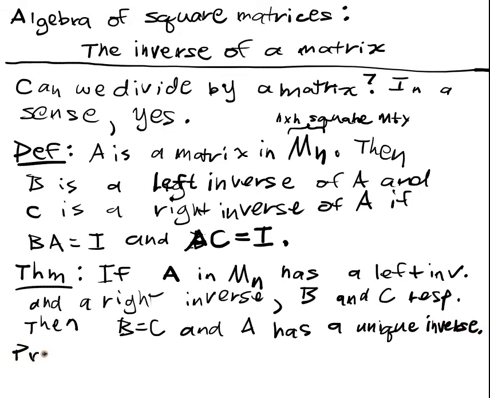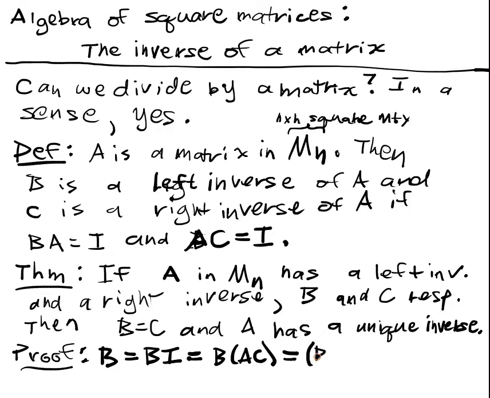So, proof of this fact. It's really kind of short, and it just uses associativity. It's a cute trick. So we've got B here. Well, B is equal to B times the identity. That's just true. But the identity, we reverse this, and we get that this is B times AC. Well, the matrix product is associative, so I can switch this. This is BAC, which by definition of B being a left inverse is equal to IC, which is equal to C.